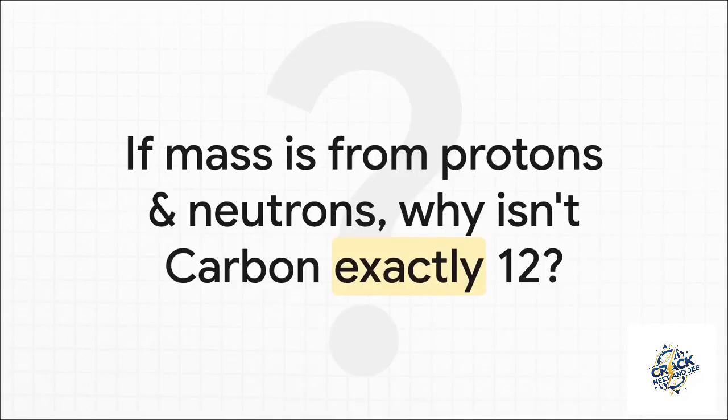So let's take carbon as our first example. It's got 6 protons and 6 neutrons. Basic math, right? 6 plus 6 equals 12. The mass should be exactly 12. But if you go look it up, it's not. And that tiny little difference is the exact puzzle we're going to solve together today.